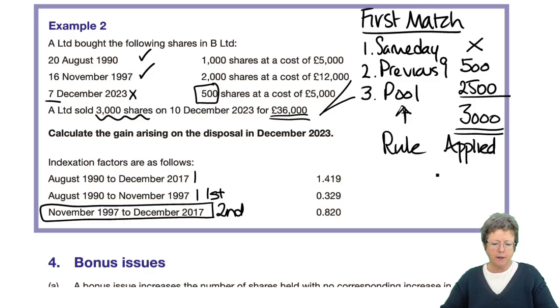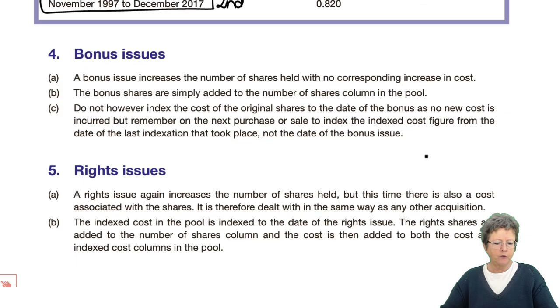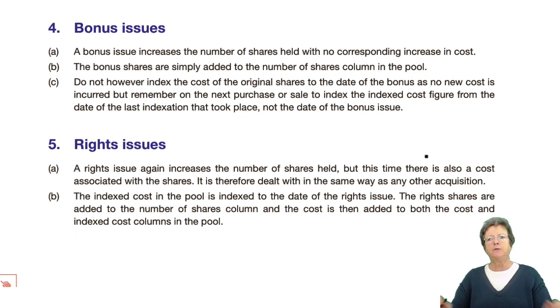So let's move on and look at bonus issues and rights issues. Now, if you've watched and dealt with the 3 chapters on capital gains, you will recognise these 2 issues. We have discussed them before. They are very similar to the rules for individuals.